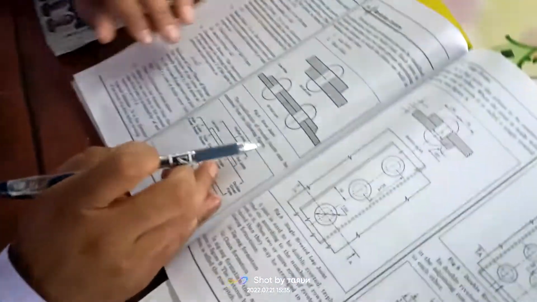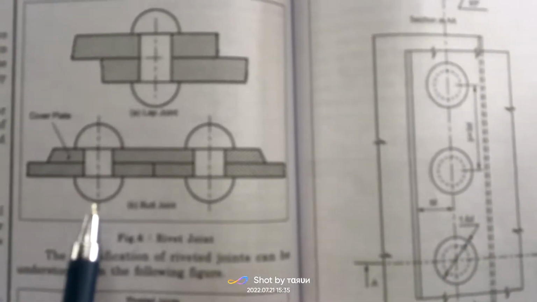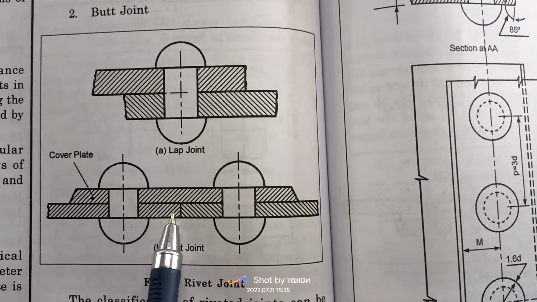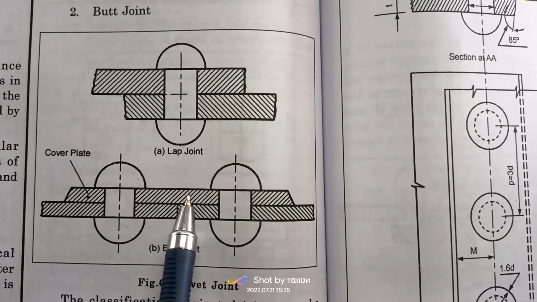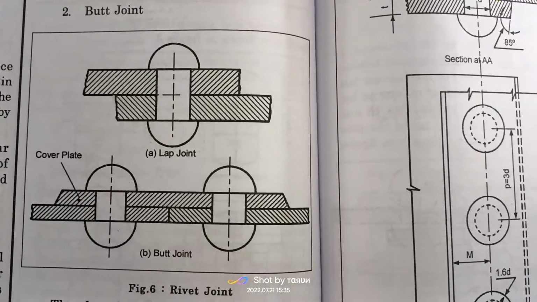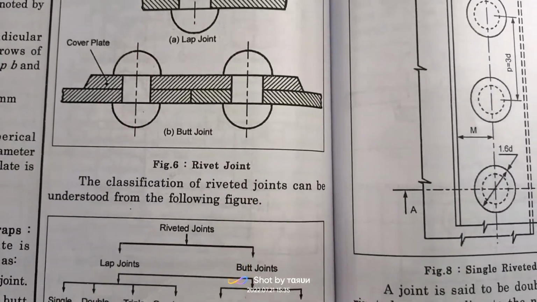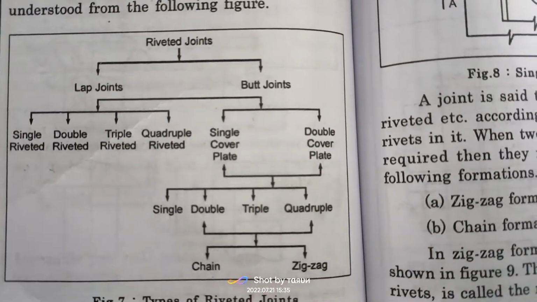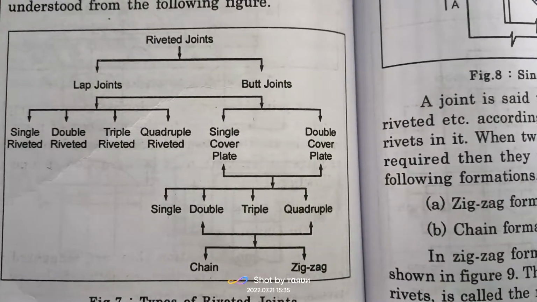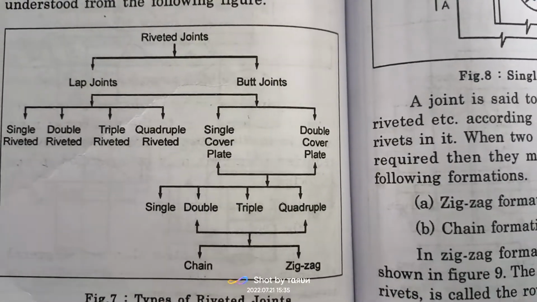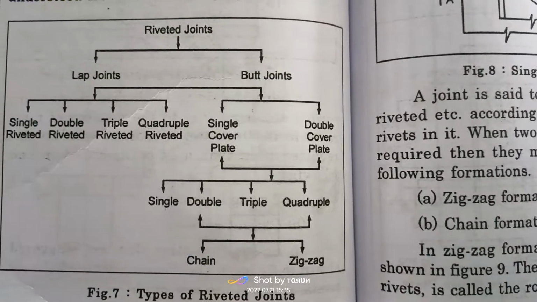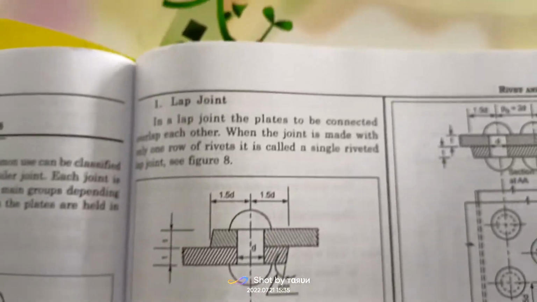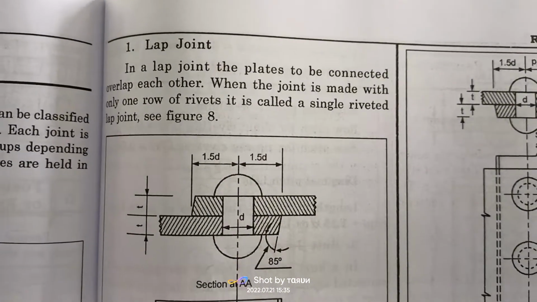Here is a butt joint. This is the front view. One plate, another plate, and there is a cover plate, one cover plate in this joint. According to the design, we can use a number of rivets: single riveted, double riveted, triple riveted, or chain riveting and zigzag riveting, depending upon the design or how much strength we would like to give. Now the lap joint. This is a single riveted lap joint.